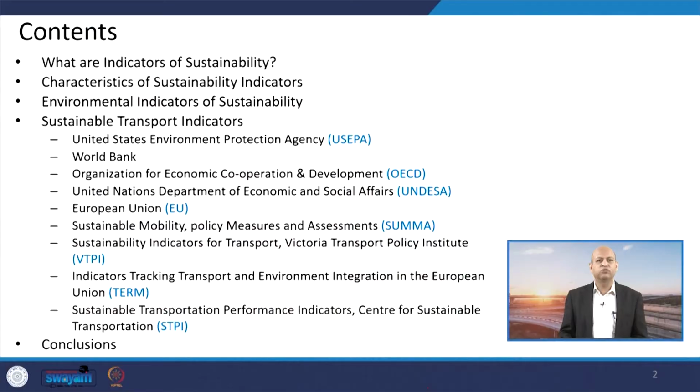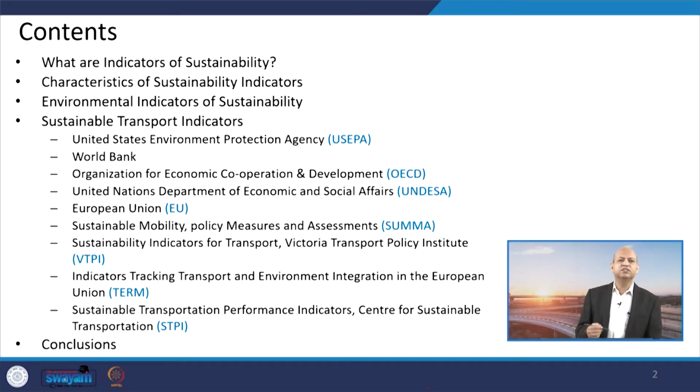Today we will discuss what the indicators of sustainability are and the characteristics of sustainability indicators, because whenever we talk about indicators there are certain features which help us judge the sustainability aspects. Then the environmental indicators of sustainability, because indicators may be of different natures like social, economic, political, there are so many things, right. So, environmental indicators we will focus upon.